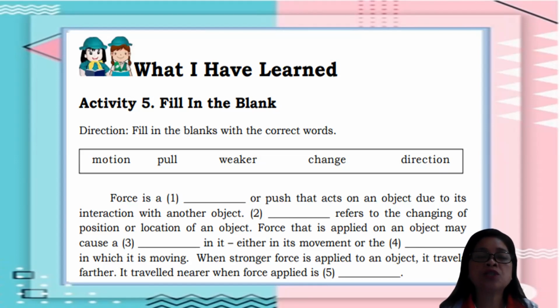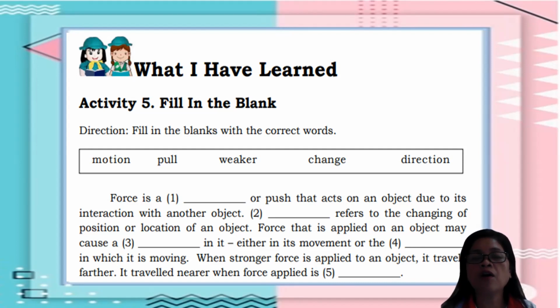Okay, so what should be the answer for the first blank? That is number 1. Yes, the answer is pull. Force is a pull or push that acts on an object due to its interaction with another object. For number 2, motion. Motion refers to the changing of position or location of an object.